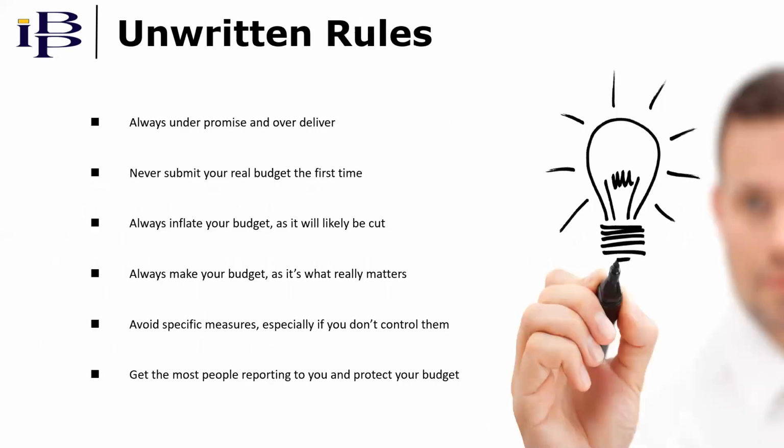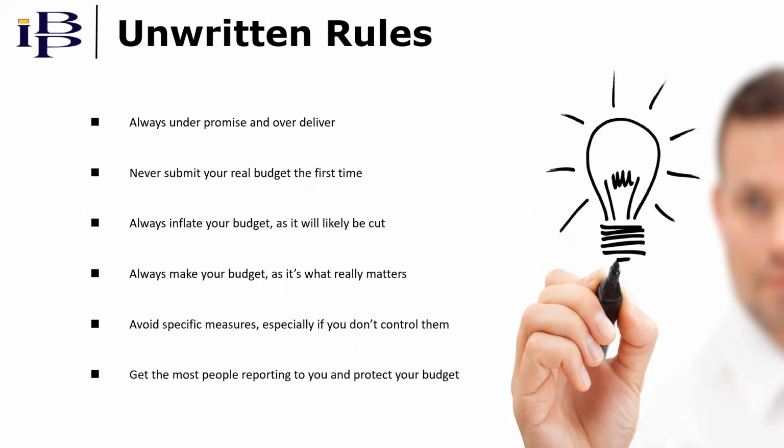Next thing is what I call unwritten rules. A lot of companies, if you read these things on the screen here, for example, always under promise and over deliver, these are the way people behave given the way that they feel they have to behave in order to be successful in a company. And a lot of companies exhibit these sorts of behaviors.